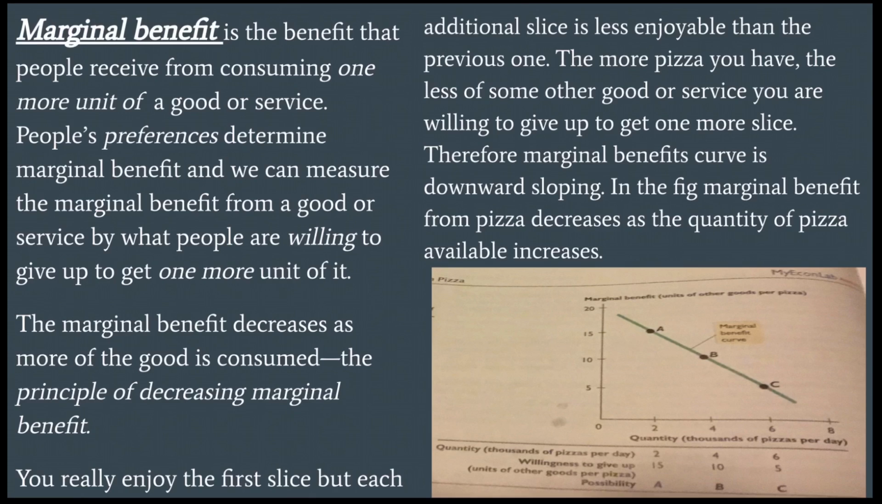You really enjoy the first slice, but each additional slice is less enjoyable than the previous one. The more pizza you have, the less of some other good or service you are willing to give up to get one more slice. Therefore, the marginal benefit curve is downward sloping. In the figure, marginal benefit from pizza decreases as the quantity of pizza available increases.